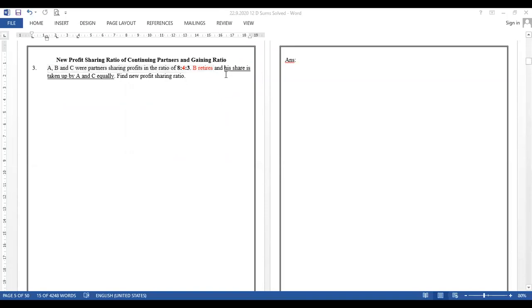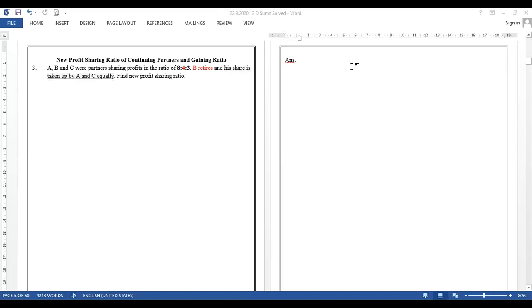Can you tell me what is given here? Such type of information was also there in admission, where a statement said which C acquires equally from A and B. I used to tell you that that's a sacrificing ratio. So over here, this will be the gaining ratio.